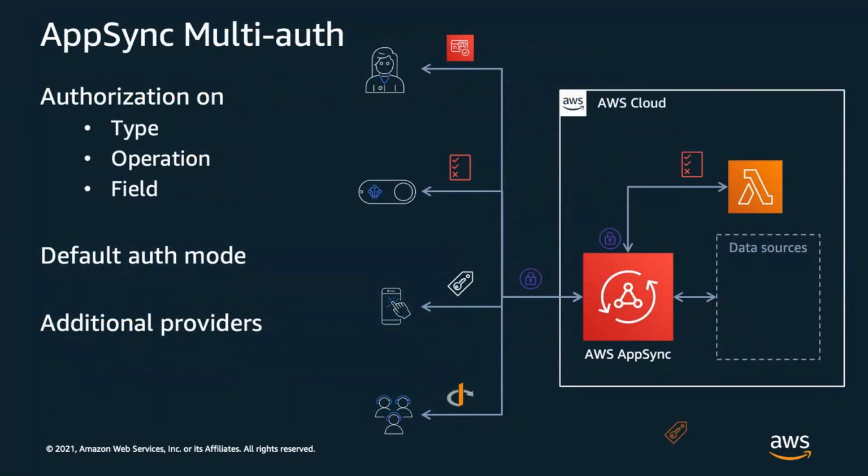So by mixing multiple authorizations on type, operation, and field level, leveraging the default authorization mode, and leveraging additional authorization providers, you can address your specific scenario for your front-end application that leverages a GraphQL API.